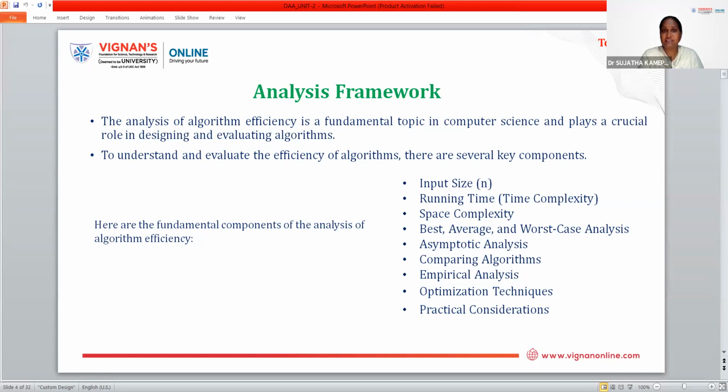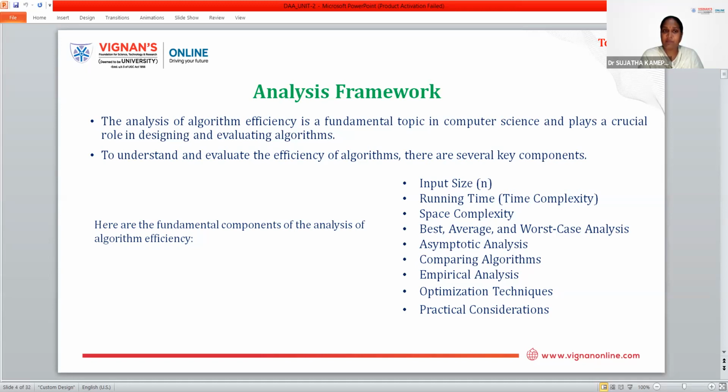Another important component under the algorithm analysis framework is comparing algorithms. To choose the most efficient algorithm for a particular problem, you can compare the time and space complexities of those algorithms. Generally, we would prefer an algorithm which gives lower time and space complexities for larger input sizes. Coming to the next one, empirical analysis. In addition to the theoretical analysis, empirical analysis involves running algorithms on actual data and measuring their performance. This can help us validate the theoretical analysis and account for real-world factors like hardware and compiler optimizations.